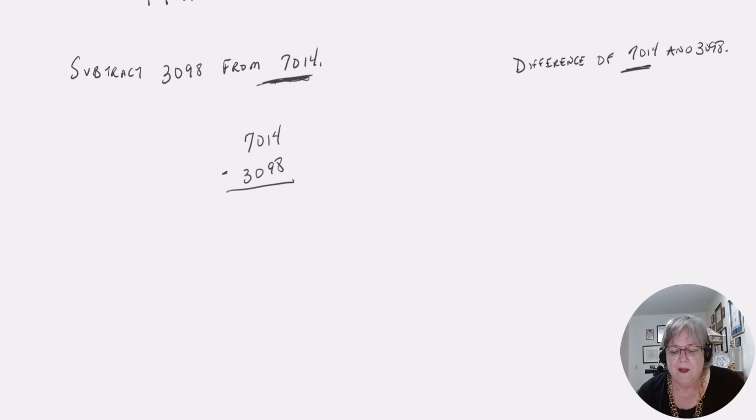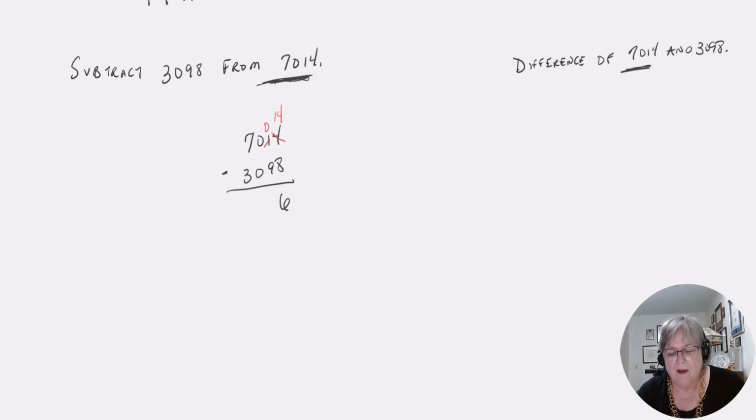Here we go. I am attempting to take 8 away from 4, and 4 is too small. So I'm going to borrow. If I borrow this one, there's nothing left. I can put the 1 here and think of that as 14. Or if that is not working for you, you can make this be 14. It's totally your call. So 14 minus 8 is 6.